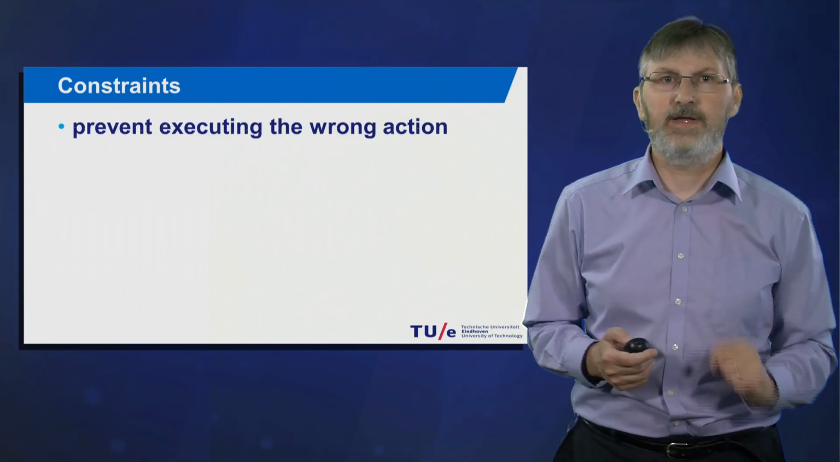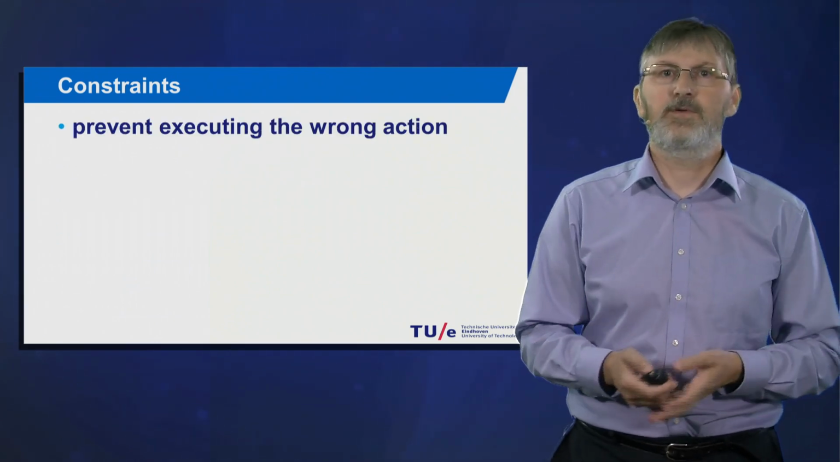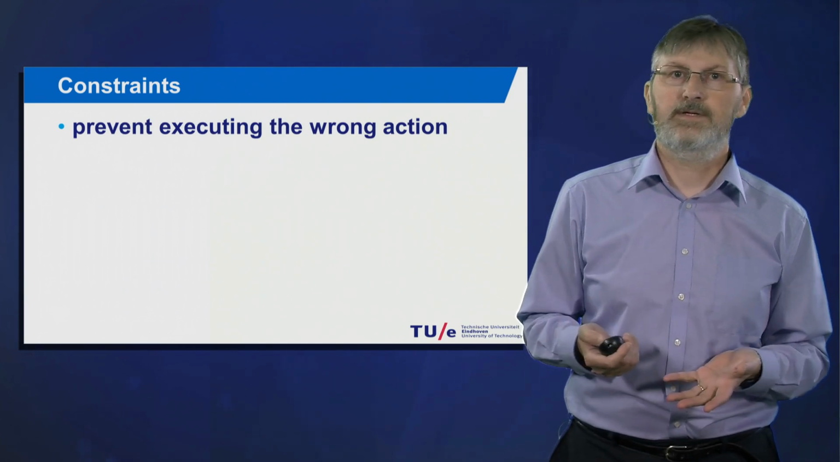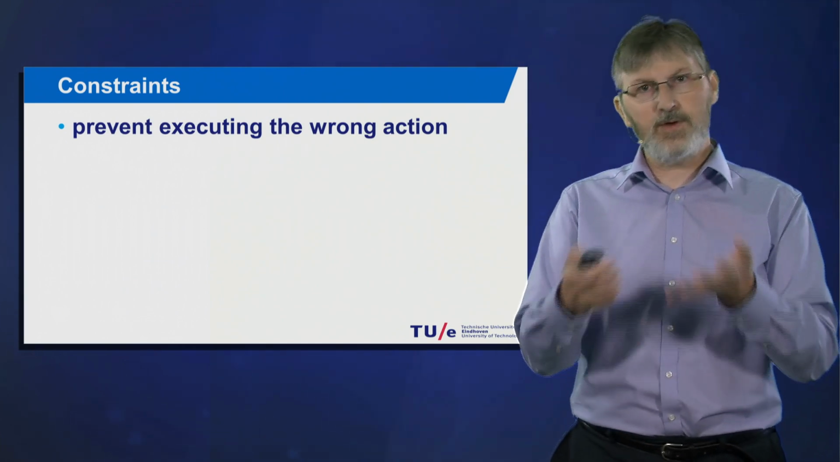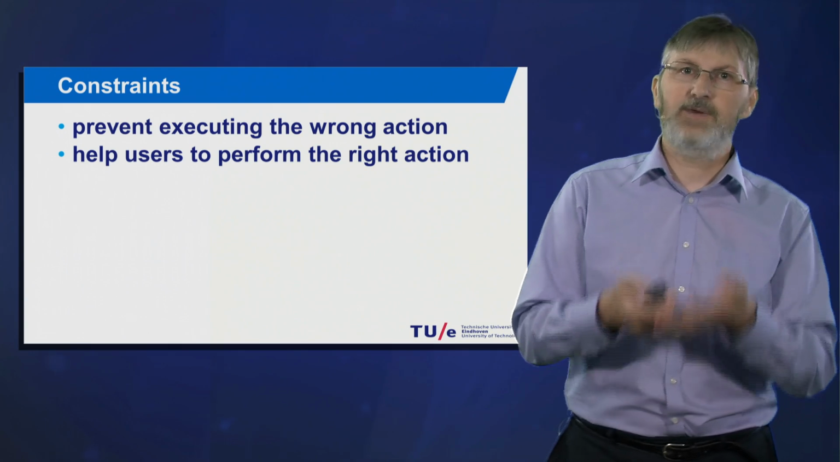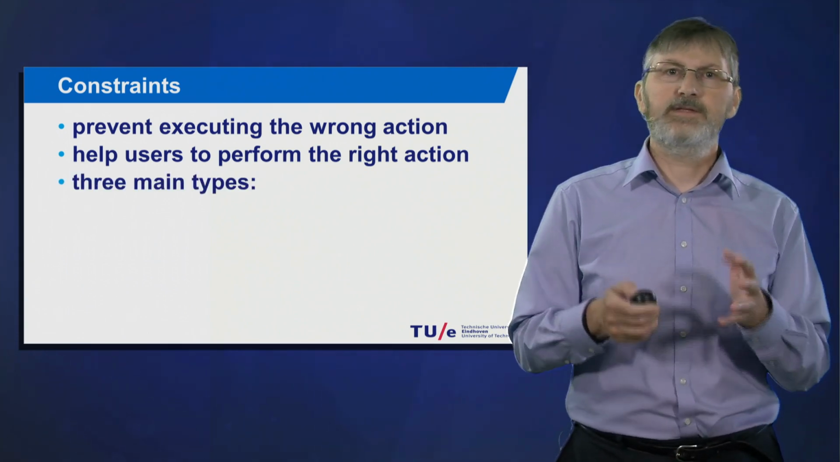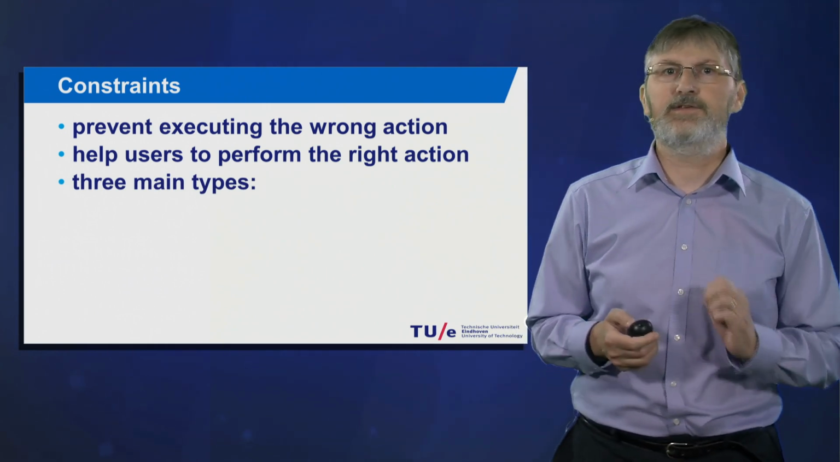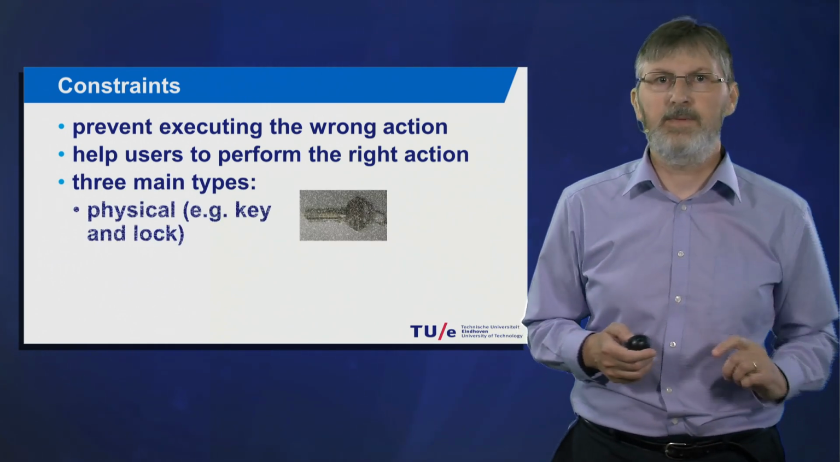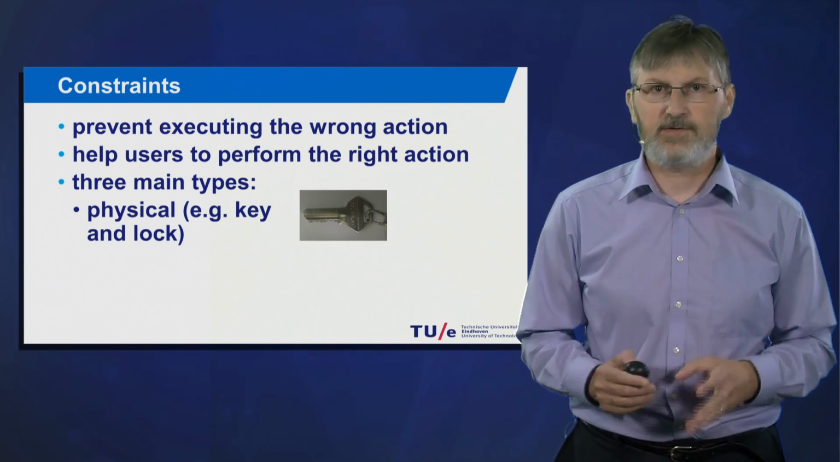Then there are constraints that prevent us from doing the wrong action. Right? And if we can't do the wrong action, we are more likely to actually perform the right action. Simple, but in practice, not so easy to implement. There are 3 main types. There are the physical constraints.